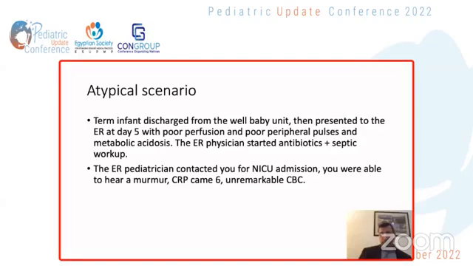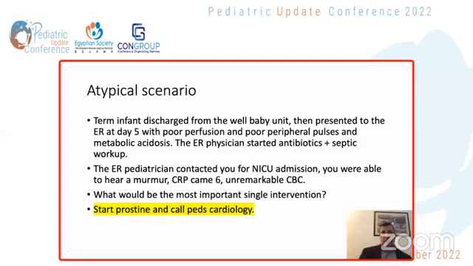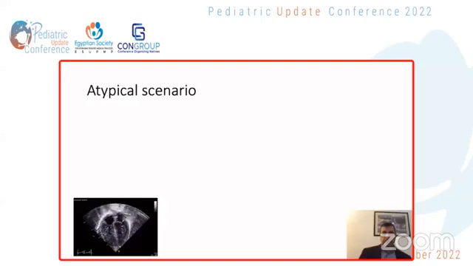The CRP came 6, which is not high, and unremarkable CBC. If I ask you what was the most important one step or one intervention that you need to do in this case, the answer should be start the prostaglandin and call pediatric cardiology. In this situation, it could be a presentation of hypoplastic left heart syndrome or significant coarctation. Even if you start the prostaglandin and the evaluation by echo revealed that there is no significant coarctation or cardiac issues, no problem. You can stop the prostaglandin, but it is life-saving in this situation.